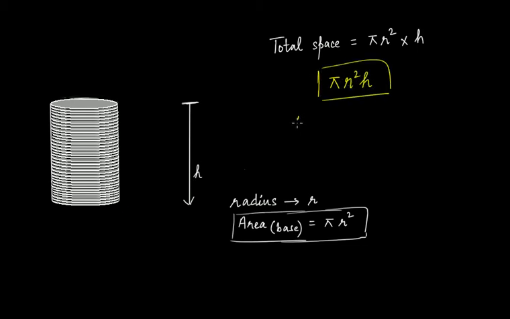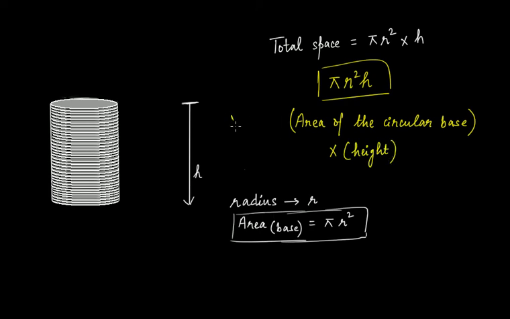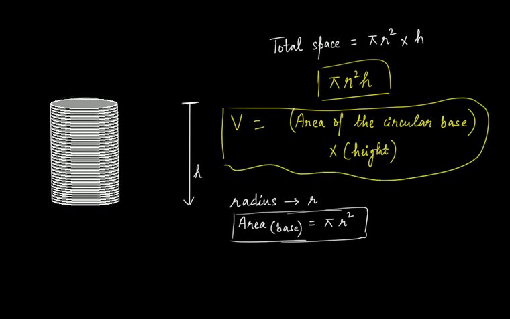In other words, area of the circular base multiplied by height. This will be the formula to calculate the volume of a cylinder. Remember this. Now, this particular thing, that is the volume of this cylinder is equal to area of the circular base multiplied by height, is applicable in the case of cuboid and applicable in the case of cube as well. Let's see how.